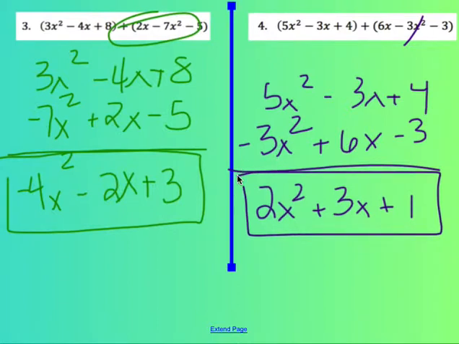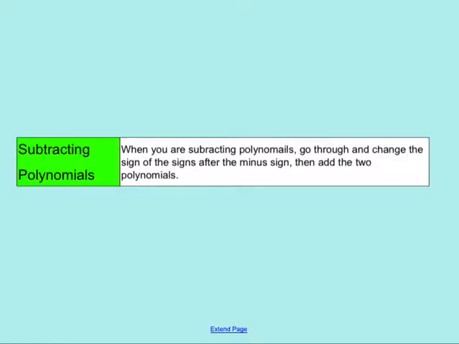You always want to be checking that your answer is in standard form. Are your exponents going in descending order? And do you have all of your like terms combined? Let's go ahead now and take a look at when we subtract polynomials.